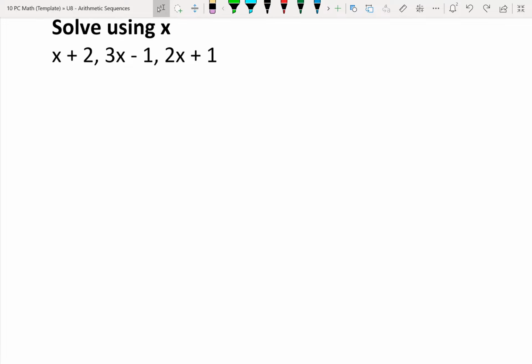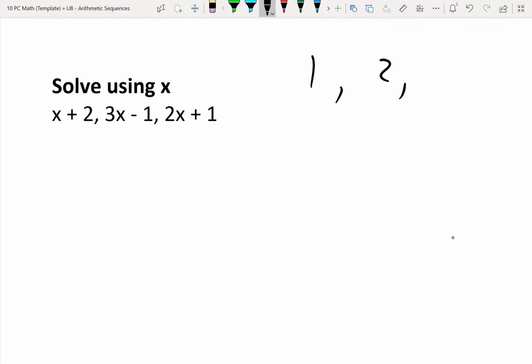This one is a little weirder. Instead of having numbers like 1, 2, 3, we actually have x's, x's being modified. It's still going to work the same way. Now I'm going to write the difference formula because I want to know the difference. I can't just tell by looking. So the difference formula is term 2 minus term 1.